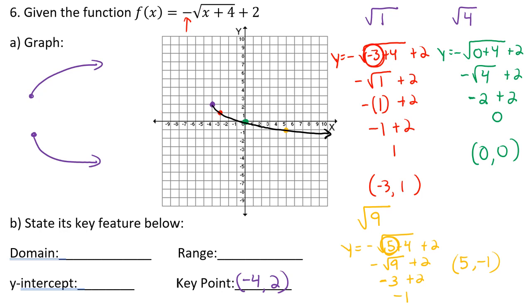All right, so we have a few key features down here. The first easiest one I see is the y-intercept. That's where the line touches the y-axis. It touches it right there at 0, 0.